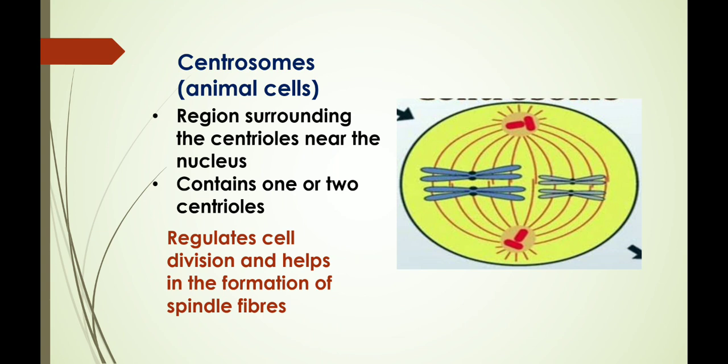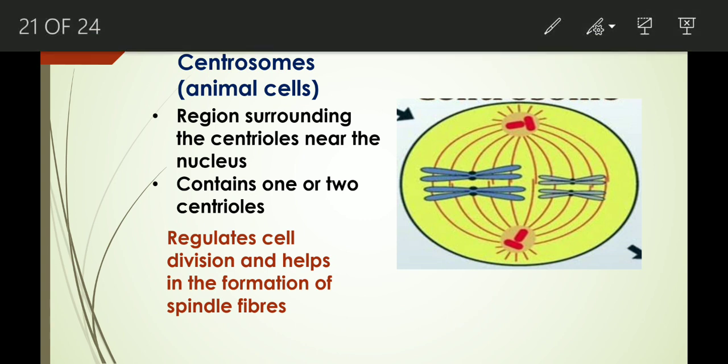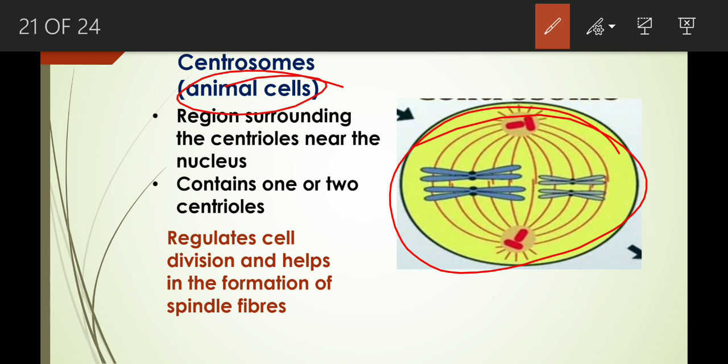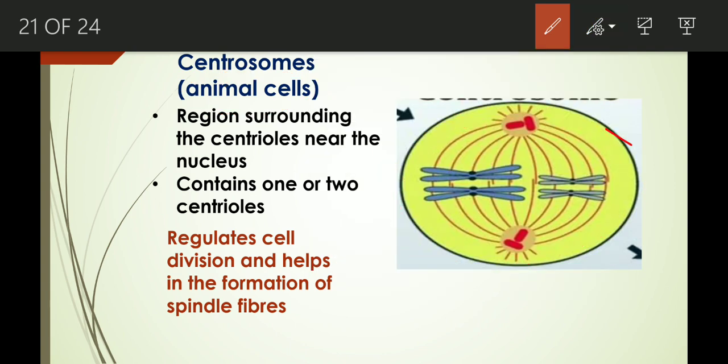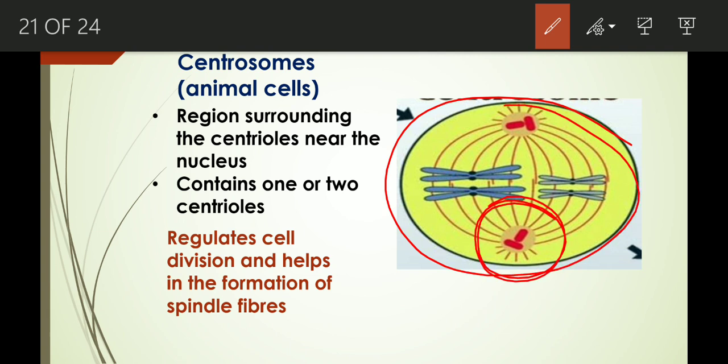Next cell organelle is centrosome. Centrosome is only present in case of animal cells. Okay? These are not present in case of plant cells. They are only present in animal cells. See, this is a centrosome. This is a cell, and this is the centrosome.